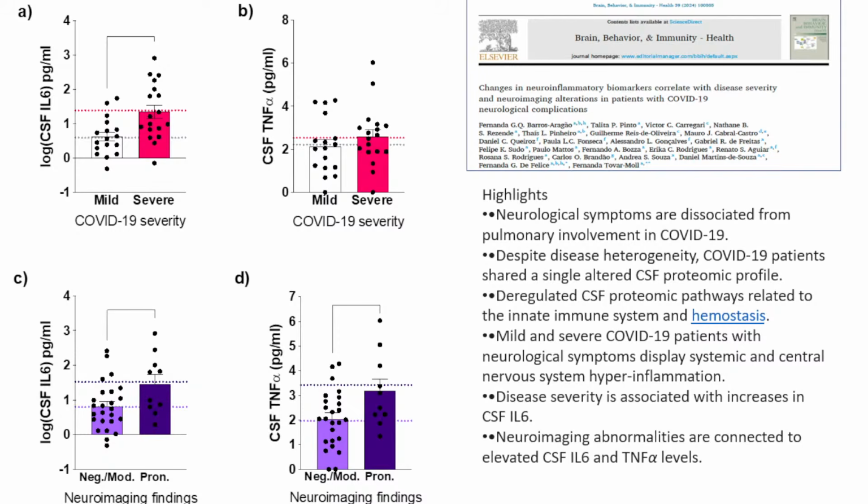So just summarizing these results that Fernanda then published, we did see a lot of neurological symptoms that were dissociated from the pulmonary involvement. Despite the heterogeneity, these patients showed similar changes in the CSF proteomic profile. It isn't shown here, but in the paper you can see. Mild and severe patients with neurological symptoms were more related to CRS, which is a clinical way to measure systemic inflammation. So the patients with more severe changes were also the ones that seemed to have more inflammatory symptoms, not only related to the measurements of the cytokines, but actually a clinical expression of systemic inflammation. And neuroimaging abnormalities were also correlated with more elevated CSF IL-6 and TNF levels.